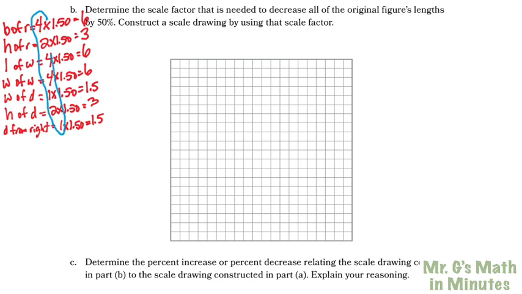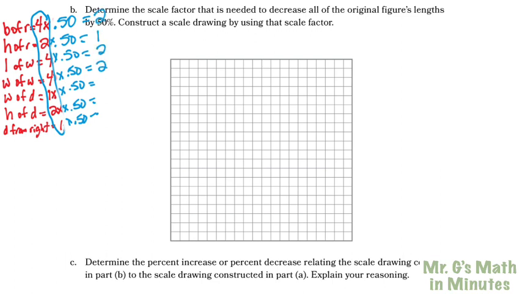So we're going to take all of these numbers. Instead of multiplying it times 150, we're going to multiply it times 50%. So get rid of that. And let's go ahead and do 50%. So half of 4 is 2. Half of 2 is 1. A 2, a 2. Right here is going to be a half. And a 1 and a half. So this is going to be a very small house.